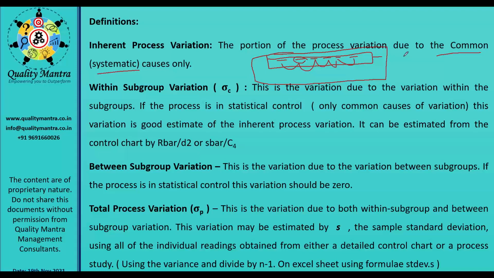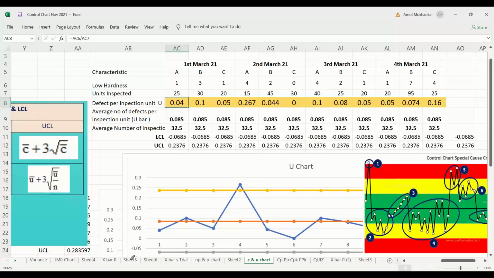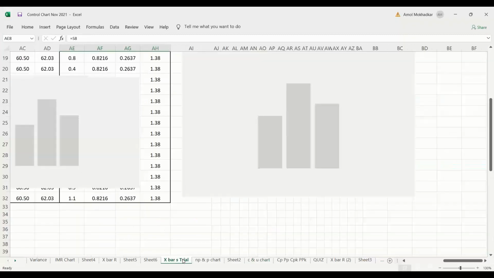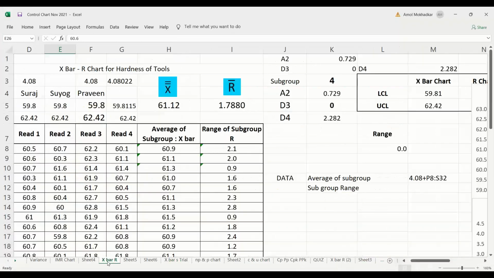Here you are going to utilize the control chart, and you are going to calculate it by using R bar by D2 or S bar by C4. R bar by D2 or S bar by C4. That's why, when you have seen the charts, I am going to the Excel sheet, and we will go to the X bar S chart or X bar R chart also.